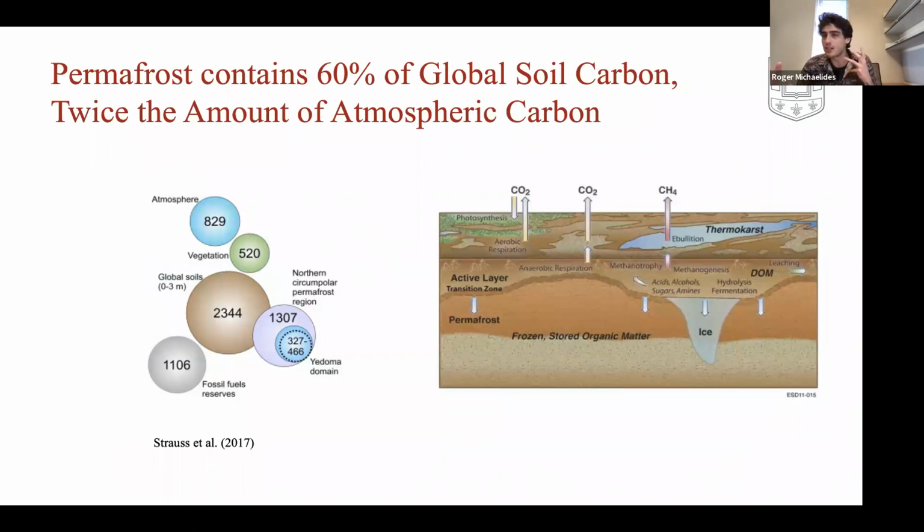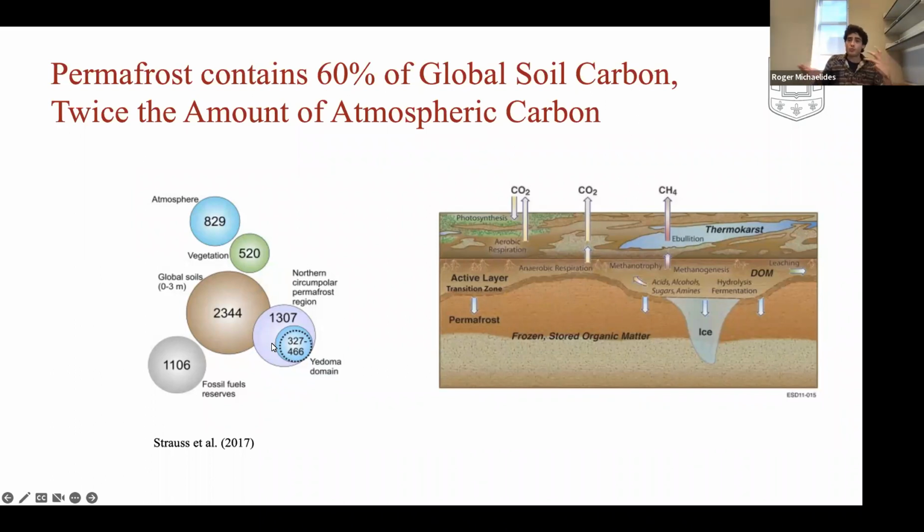Now, why is it important? Well, permafrost contains about 60% of the global soil carbon. And that soil carbon, if you add it all up, is about twice the amount of carbon that's currently contained in the atmosphere. So this is a huge store of carbon within the global carbon system. Just at left here is a visual representation of how much of that carbon is held up within the permafrost regions.